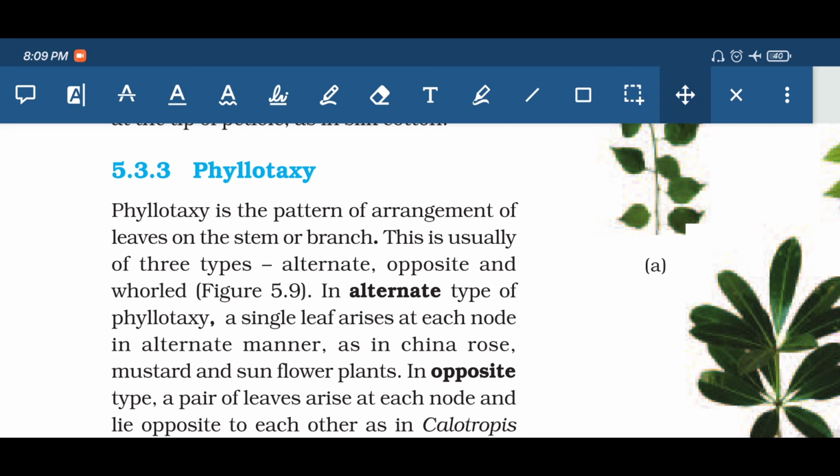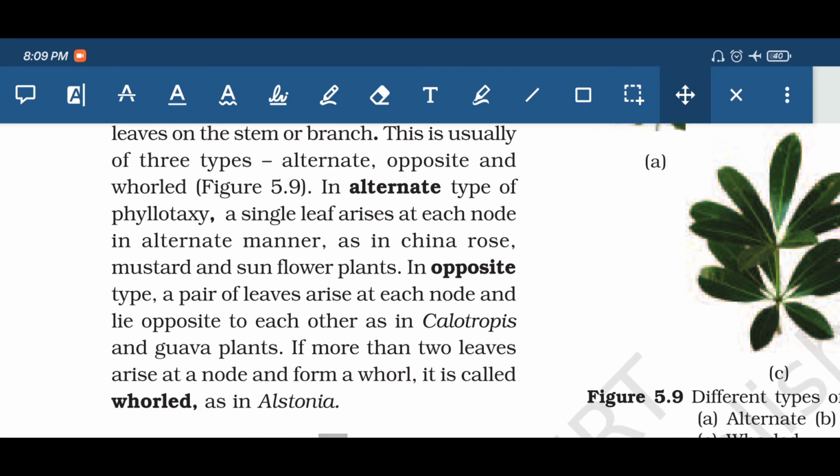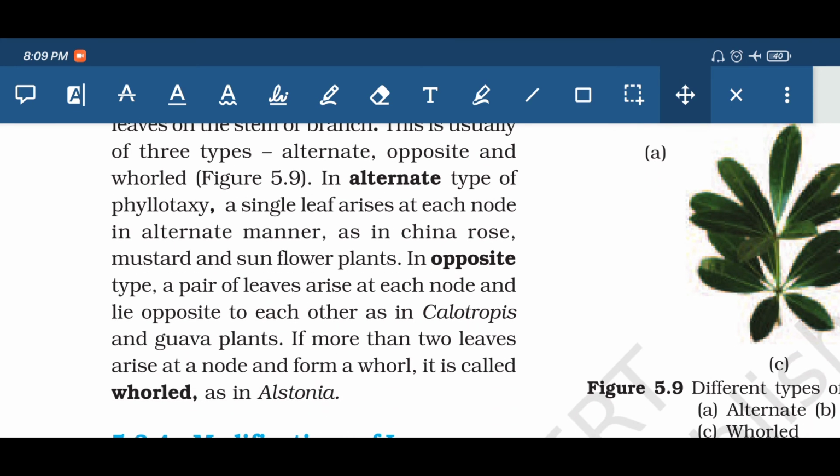This is usually of three types: alternate, opposite, and whorled. This is at the basic level, and if you go to a higher level, you have many more types of phyllotaxy. First one is alternate. In this type of phyllotaxy, a single leaf arises at each node in an alternate manner. Examples are China rose, mustard, sunflower.